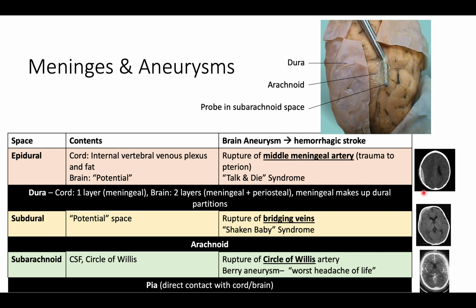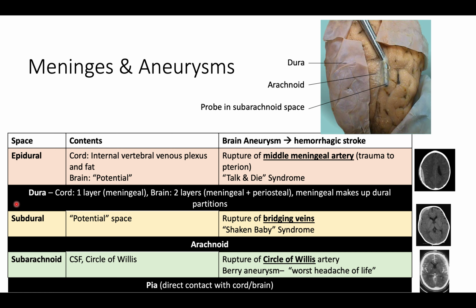So in this CT, you can see this white. Anytime that you see bright white is going to be blood. And so you see this white making a lemon or a football shape. So that is an epidural hematoma in between the dura mater and the skull.